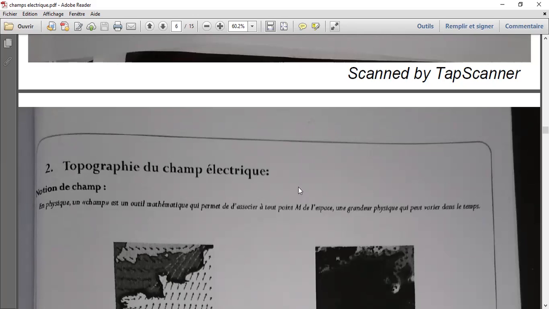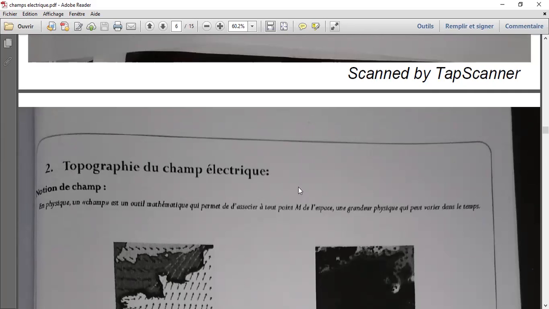When this force is exerted on a charge, what usually happens around the charge where you exert the force? We're going to see what happens around it, and we're going to differentiate if it's positive, what happens, if it's negative, what happens. So those are the things under topography which we're going to look at.